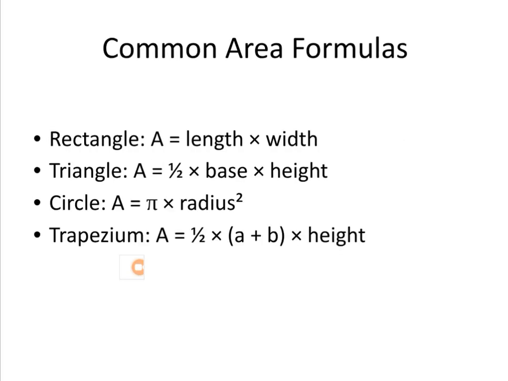Common area formulas. These formulas will already be given to you in the log tables. Rectangle: area equals length times width. Triangle: area equals half times base times height. Circle: area equals pi times radius squared. Trapezium: area equals half times (a plus b) multiplied by height. These formulas will be given to you on the day of the exam in the log tables, so there's no need to worry about learning these off.